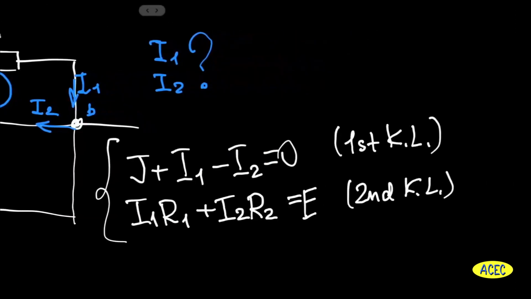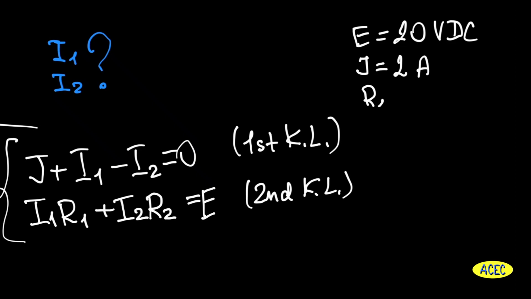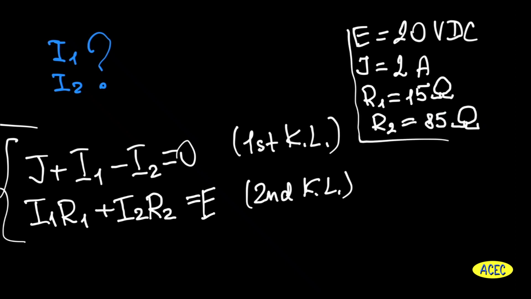For example, we have the following values of the circuit elements. Voltage source E is 20 volts of direct current. Current of current source J is 2 amps. Resistance number 1 is 15 ohms. Resistance number 2 is 85 ohms. Let's find the currents.